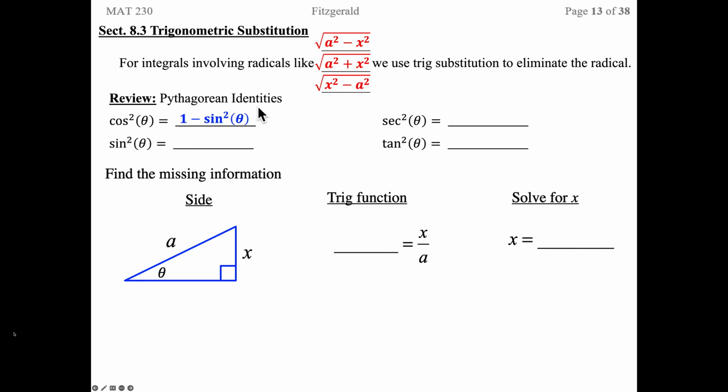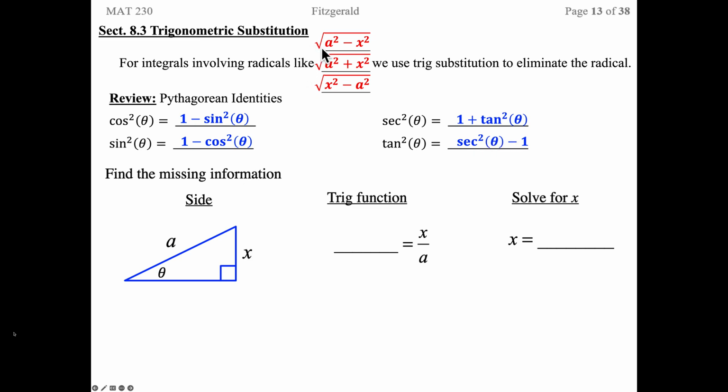So again, reviewing your Pythagorean identities, we're going to need cosine squared theta is 1 minus sine squared theta, sine squared theta is 1 minus cosine squared theta, secant squared theta is 1 plus tangent squared theta, and tangent squared theta is secant squared theta minus 1.